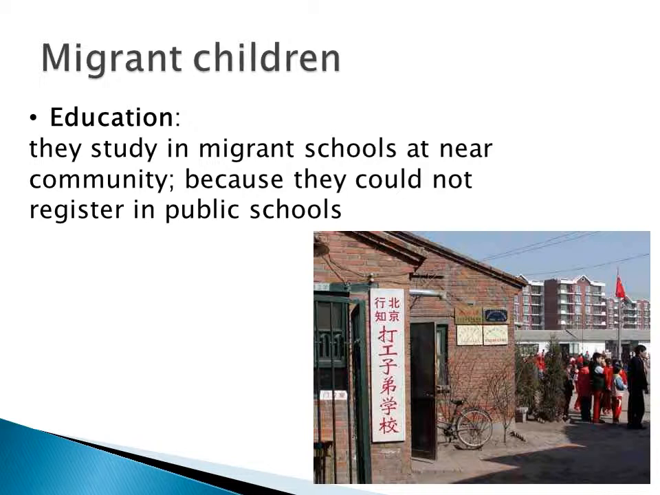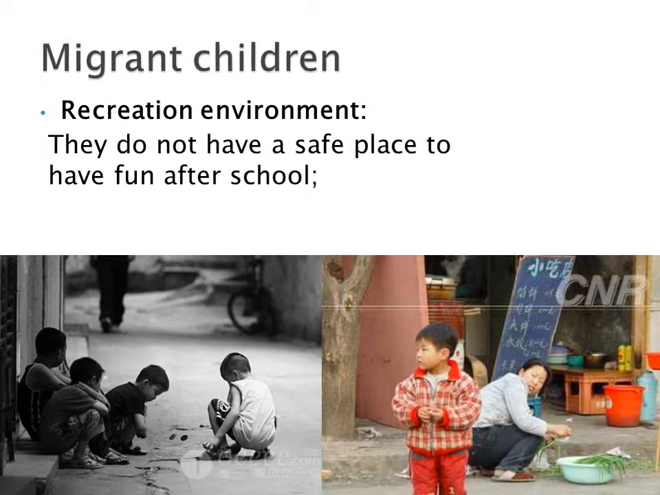In the education side, those migrant children could not register in public schools because of registration policy. They study in migrant schools which are established in or near the migrant community. However, most of those schools lack financial resources, so their teaching quality and campus environment are bad. And after school, those children do not have a safe place to play sports, play games, or read books. They often play on the roadside, which is dangerous. Many of them do not have the chance to visit Beijing's tourism attractions even though they have lived in Beijing for several years.